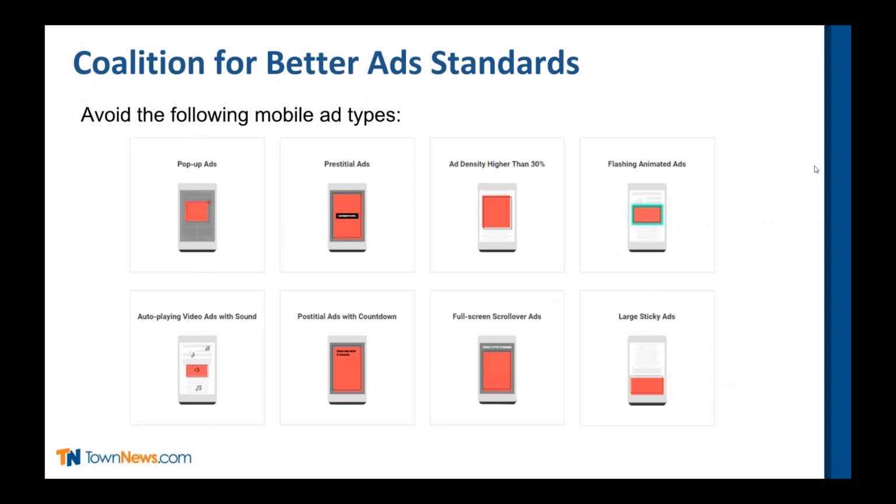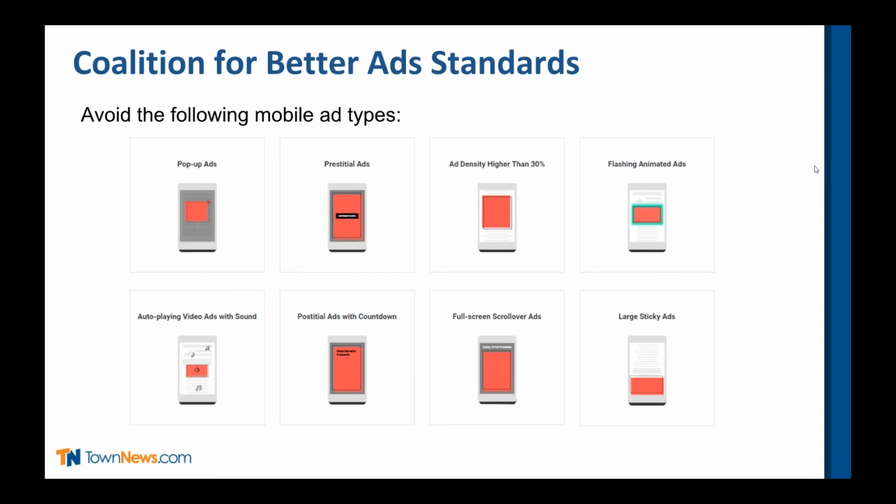We do have a quick little slide here on the Coalition for Better Ad Standards. So there's a new ad standard that has come out in the past few months that is going to apply to all domains over the next year. And they have different types of ads that we need to make sure are being avoided. Pop-up ads, prestitials, especially on mobile, any ad that has a higher density than 30%. You're going to want to make sure that you're not putting 300 by 600 ads on a mobile phone, since they take up the entire screen. Any ad that autoplays with sound, any flashing animation.